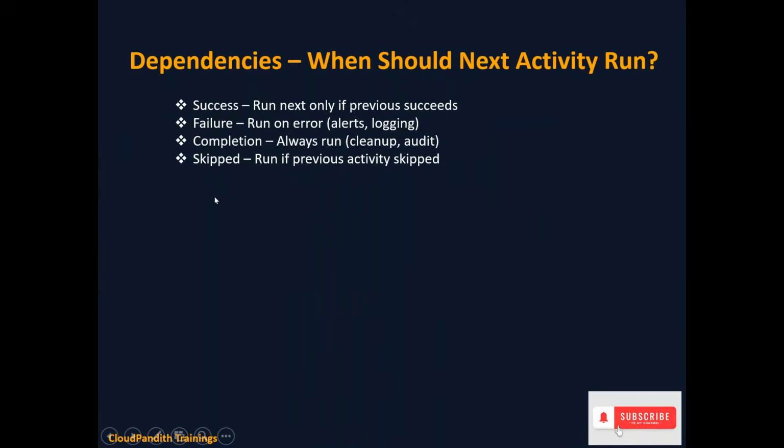So dependencies decide when the next activity should run. For example, you have a copy activity, then you have a notebook activity. What you will do, if you put a relation of success, then success means you run the next activity only if the previous one succeeded.